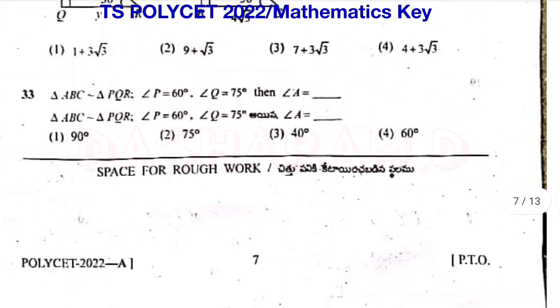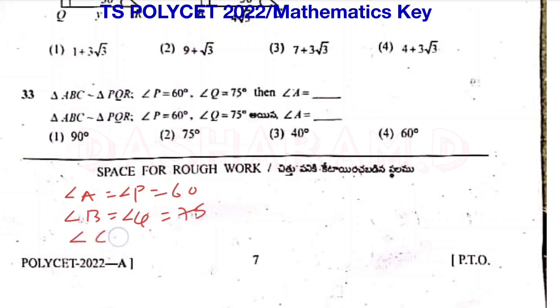Next, question number 33. Triangle ABC is similar to triangle PQR, angle P is 60, angle Q is 75, then what is angle A? We know that when two triangles are similar, the corresponding angles are equal. Angle A equals angle P, given as 60, angle B equals angle Q, given as 75, angle C equals angle R. So it is asking for angle A, which is 60 degrees. Option 4 is correct.